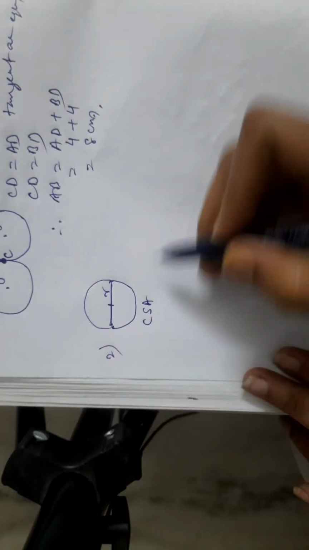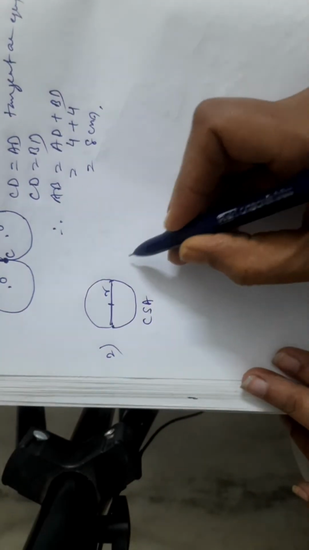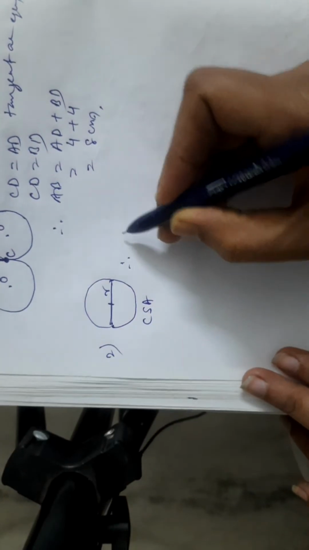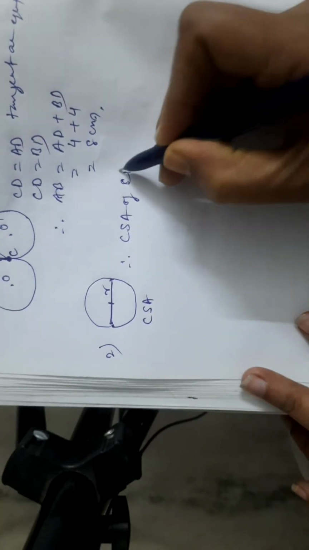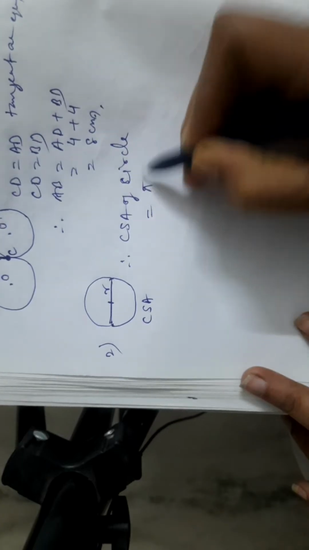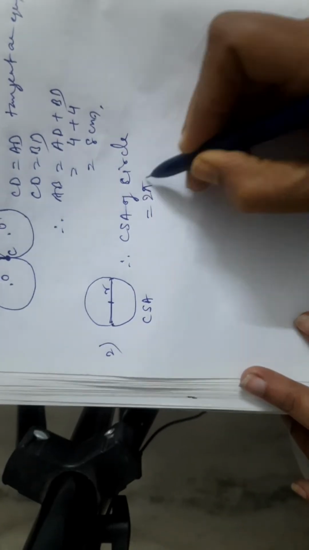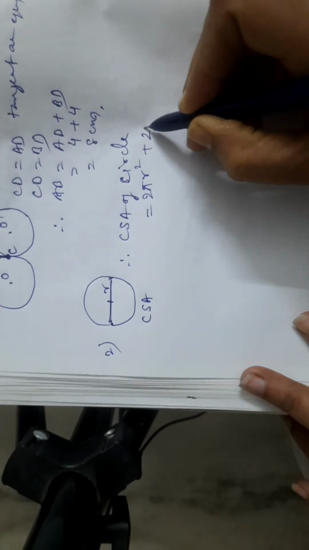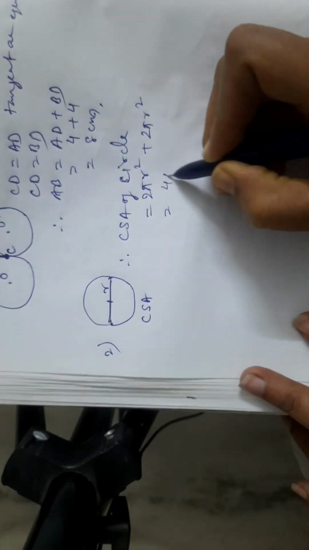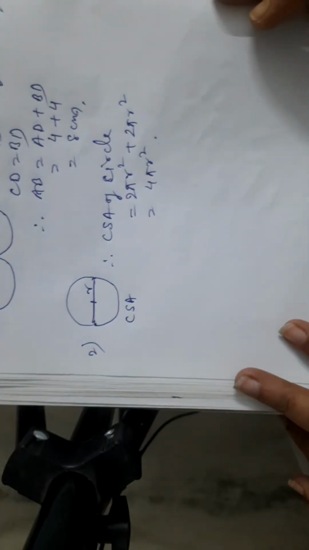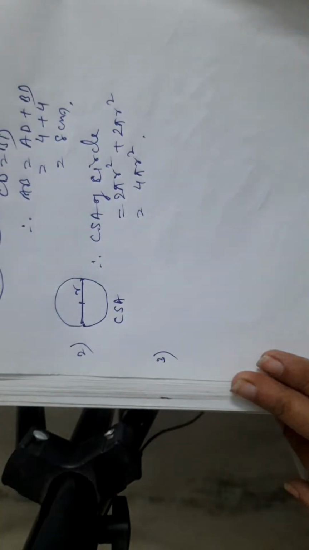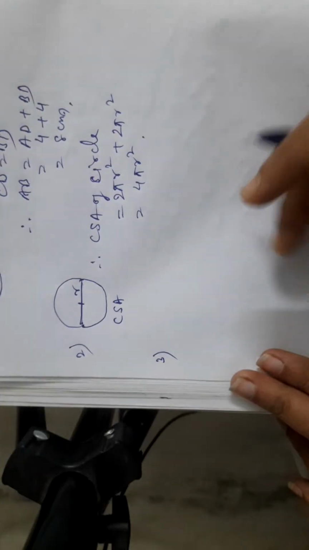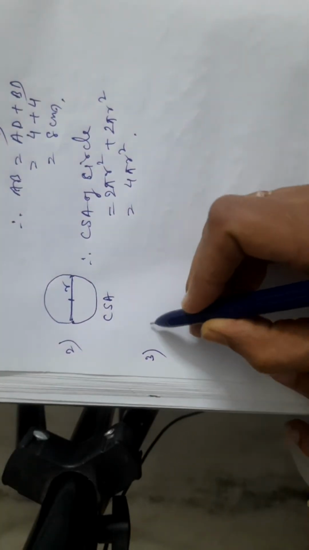Two hemispheres are being joined. Therefore, the CSA of the first is 2 pi r square. For the second one also 2 pi r square. So the net answer is 4 pi r square. So this was the second question. Now coming to the third one. I'm not getting an answer from you, Vivek, so I'm writing this question for you.